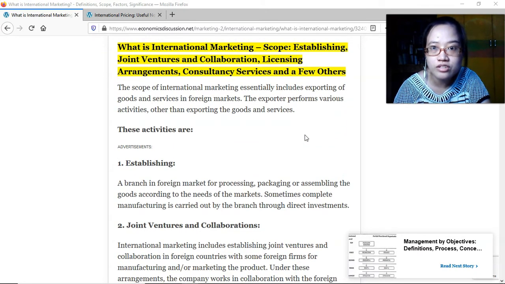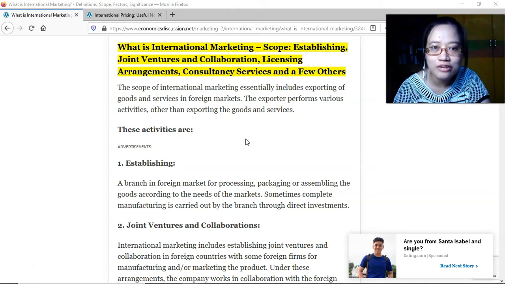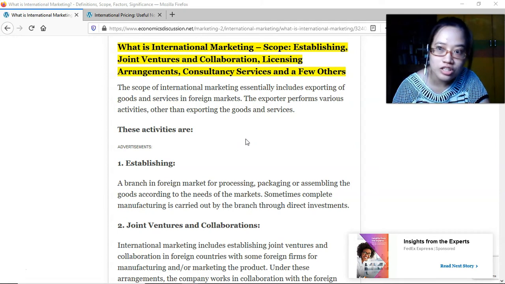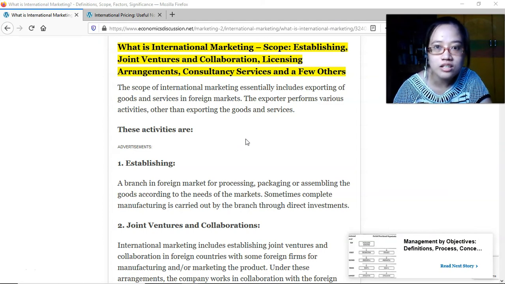Okay, second, we have the scope. So establishing joint ventures and collaboration, licensing agreements, consultancy services, and a few others. Basically, if you want to open a business in a foreign country, it's going to take a lot of time. Of course, you have to study the legal implications first, right? Then you have to have consultancy to know what are the rules and regulations being imposed there. And then you'd have to find partners, local vendors or local businesses that would be willing to partner with you and come to an agreement with regards to, let's say, sharing, management, those things, right? Financial support as well. Okay.